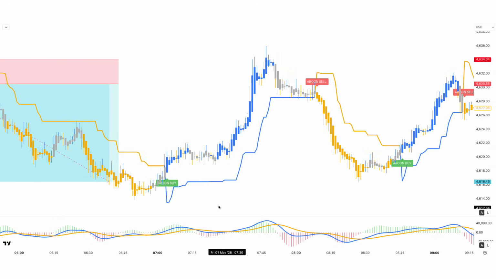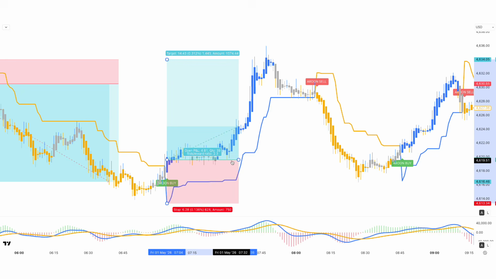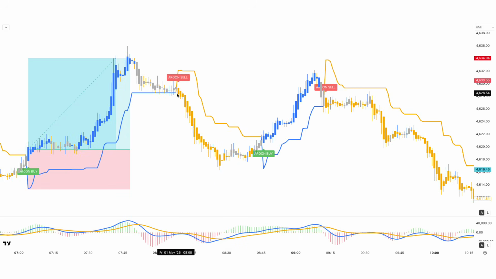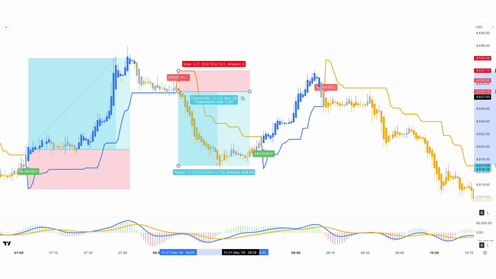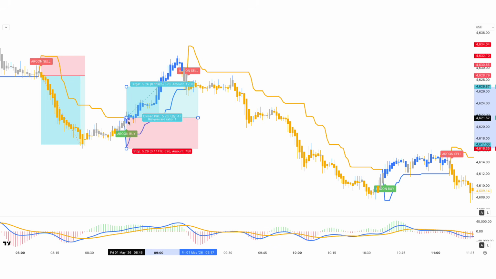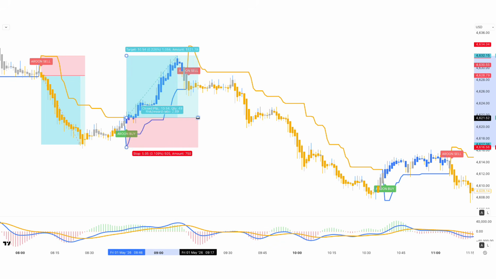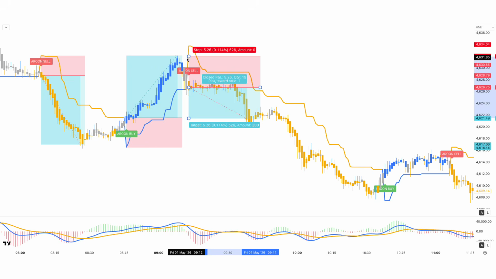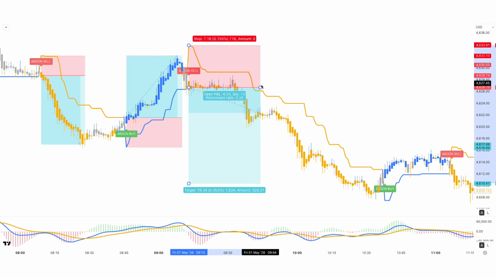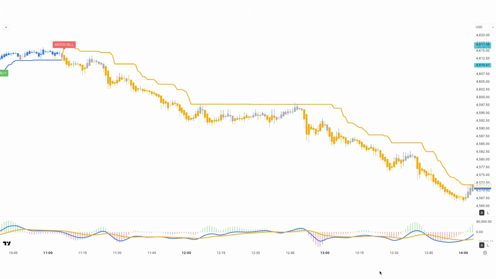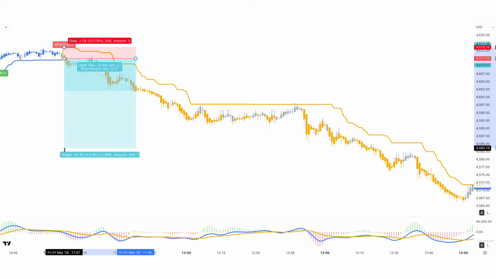It focused on clarity. Instead of covering the chart with dozens of signals, it helped highlight trend direction, momentum, and potential entry opportunities in a much cleaner way. And that's what made it interesting. The goal isn't to take more trades. The goal is to make better decisions with less confusion.